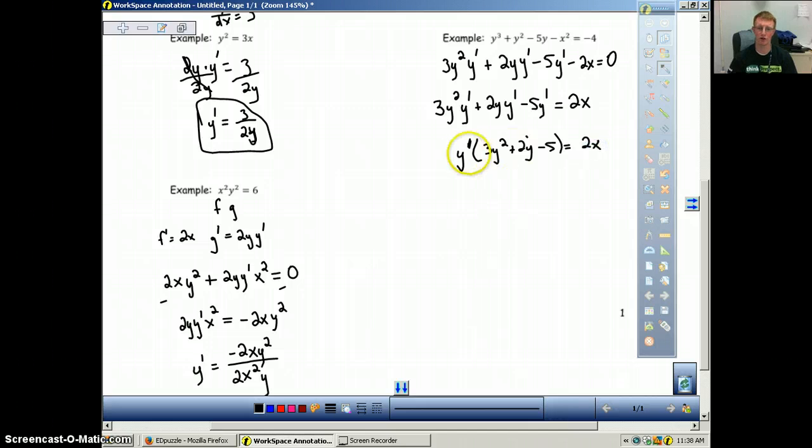And then again, to get y prime by itself, we just divide out whatever's left. So we have y prime equals 2x on top and 3y squared plus 2y minus 5 on the bottom. And that is our derivative.